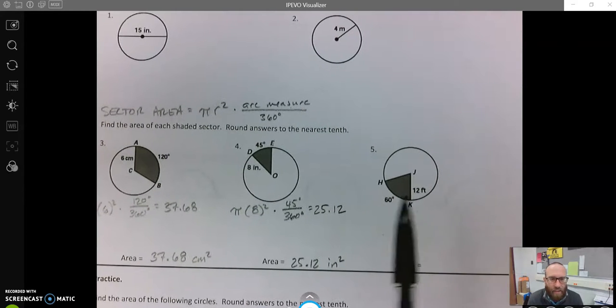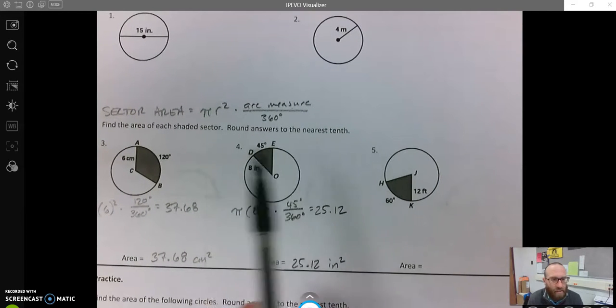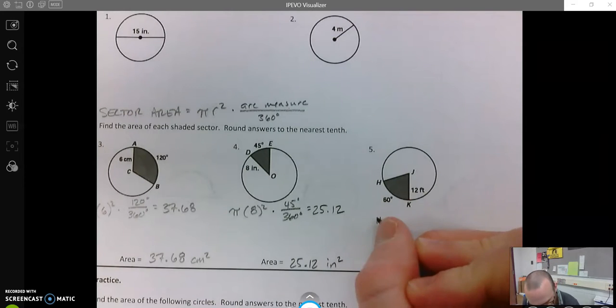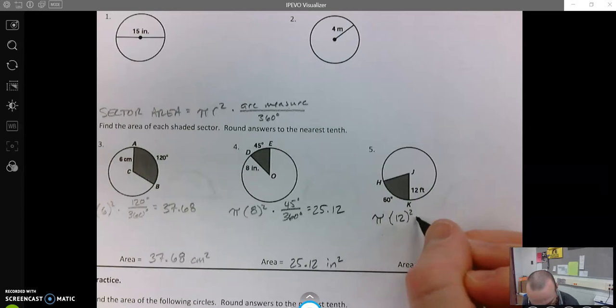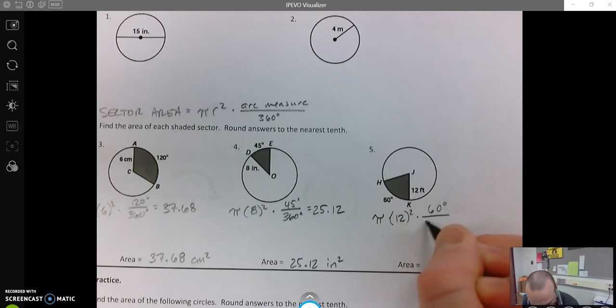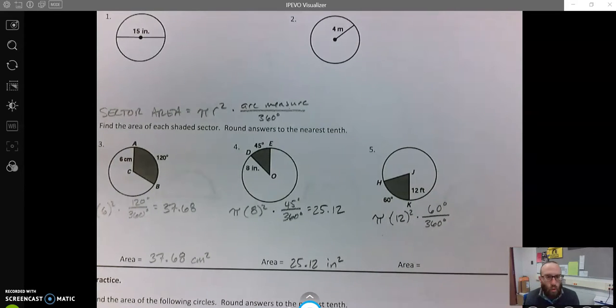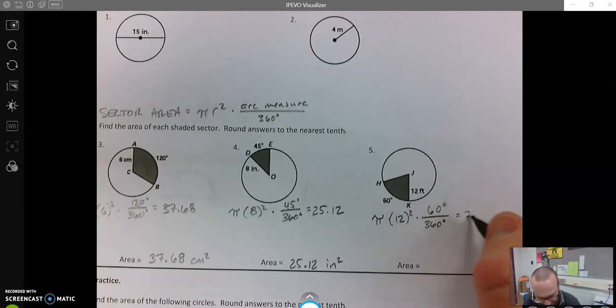Last one here. Again, we have a radius, we have an arc measure, filling into this formula. Pi times 12 squared times 60 out of 360. Again, it's that portion of the circle that we are focused on. So get that all into my calculator. And I get 75.36 down here. And that's feet squared, square feet.